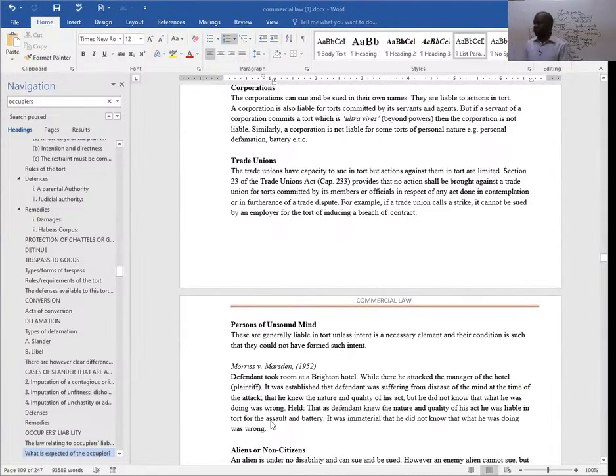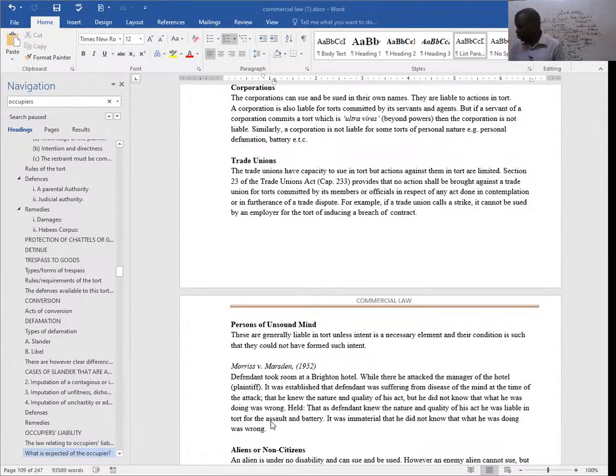What of persons of unsound mind? These are also protected under the law. They are generally liable in tort unless intent is a necessary element, and their condition is such that they could not have formed such an intent. There's a case law there, Morris versus Marsden of 1952.